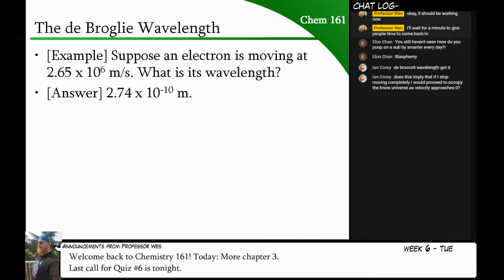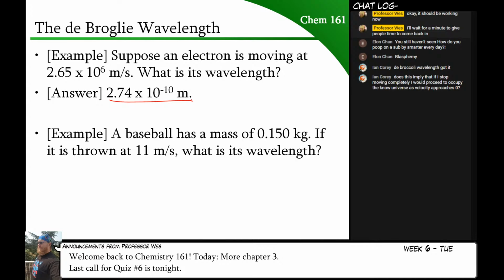The only reason that we can do this, though, is because this number falls into a range that we can actually access with light. So you could get a photon with this wavelength. That's possible. It would be in the UV or X-ray region. Let's look at something that you cannot do that with.